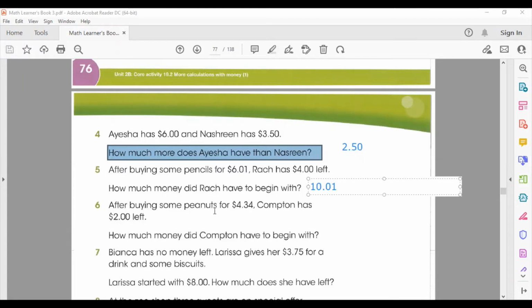After buying some peanuts for $4.35, Campton has $2 left. How much money did Campton have to begin with? Again, plus 34 as it is come down. There you can see 0, 0. So cent 34 as it is, and 4 plus 2, 6. 6 and 34, $6.34.